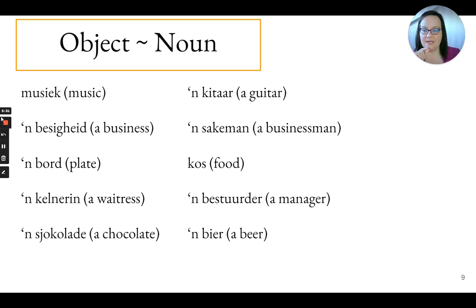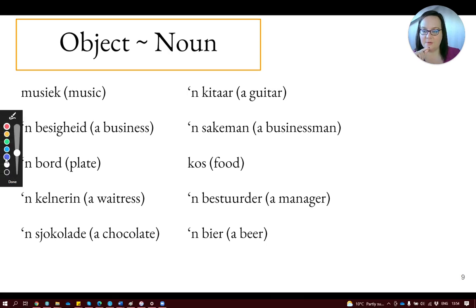So let me actually do a few syllables with you here. Let's look at besigheid. Besigheid. So you're going to chop it between these two consonants. So you have besigheid. Sakeman, sake man. The long A in sakeman. Here with kelnerin, you're going to chop it between the two consonants. Kel ne rin.